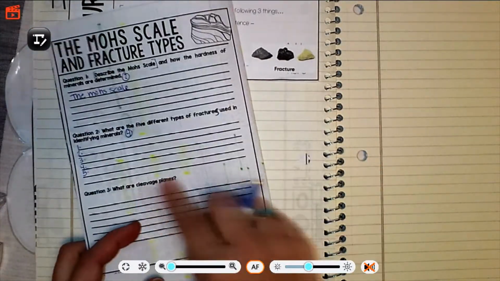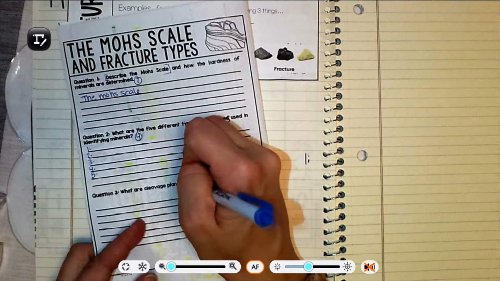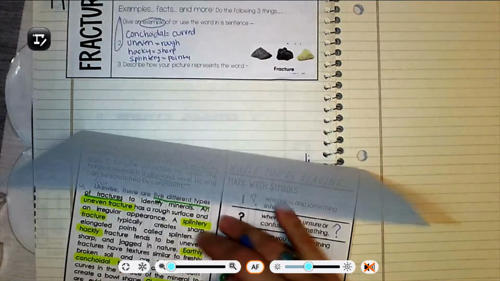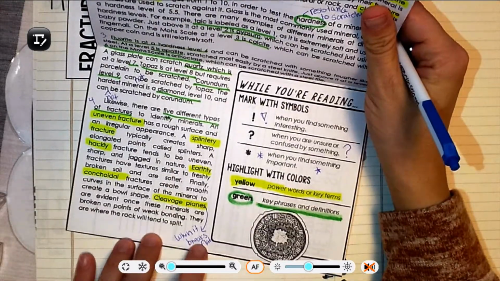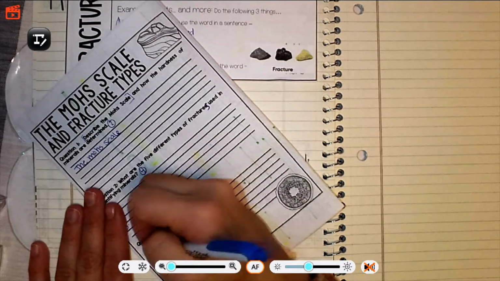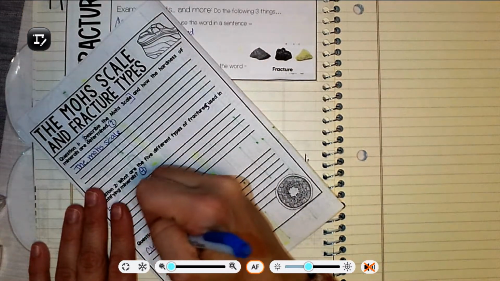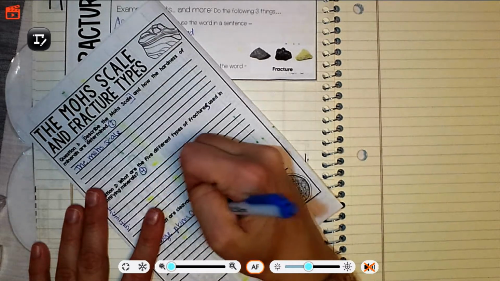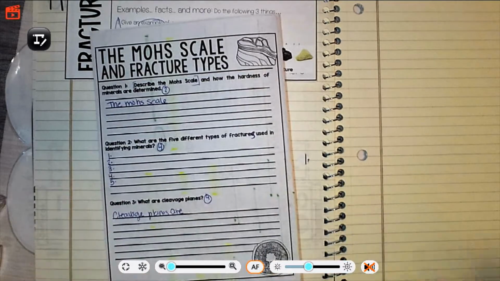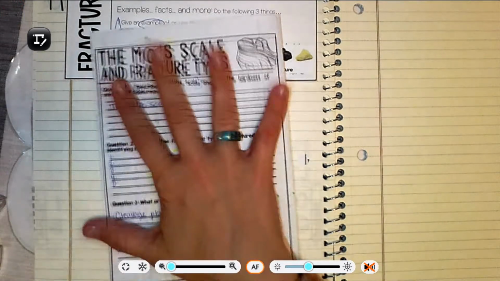What are cleavage planes? So that's also from paragraph 4. So cleavage planes are, at least says it right there. Make sure you add in that. So cleavage planes are, finish that.